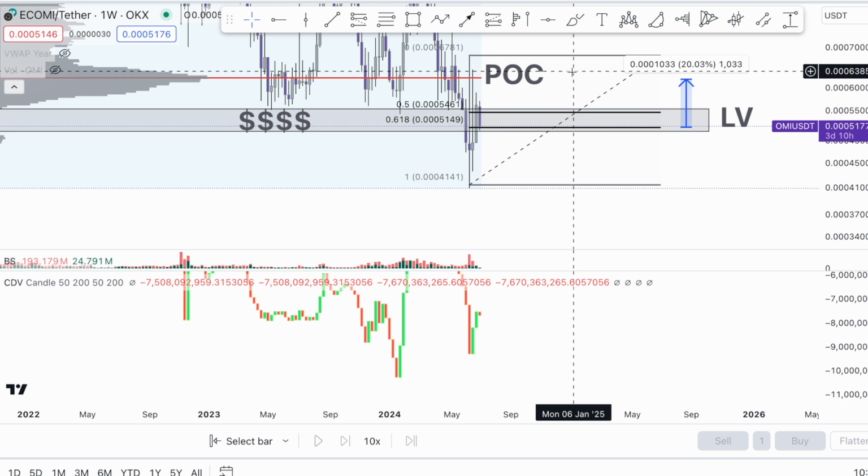Let's try to push out. Let's see what the markets have to do. And I'm excited to show you guys what the future has to hold here.